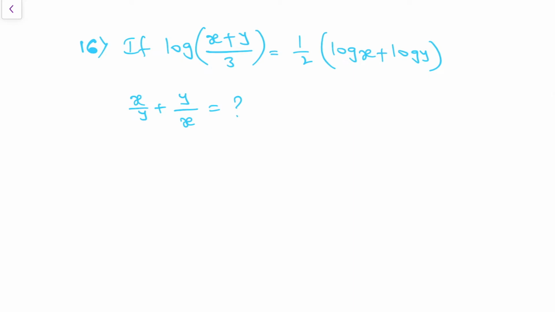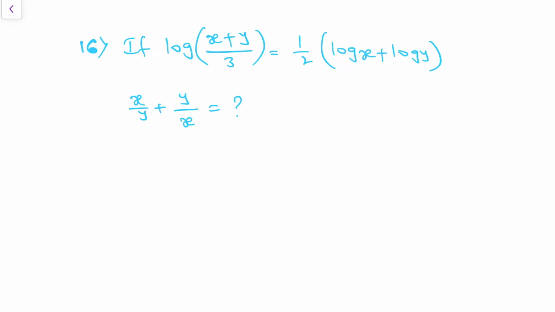Next question: if log of (x plus y) by 3 is equal to half of log x plus log y, then find the value of x by y plus y by x. Here the question looks a little different or difficult, I can say, but the answer is very easy actually. The small logic we need to catch from the question.